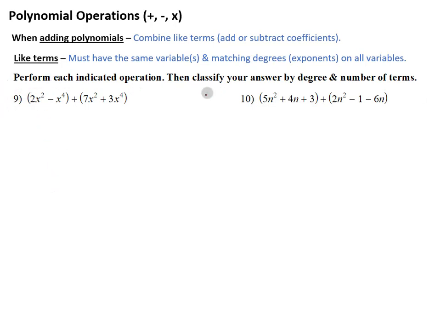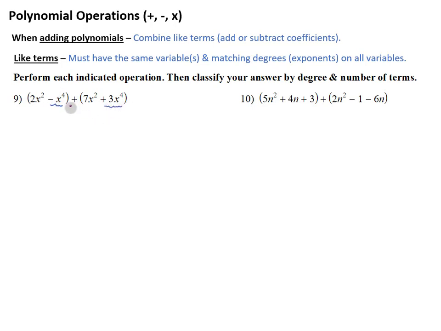It says perform each indicated operation, then classify or answer by degree and number of terms. Okay, and here these parentheses are really just to tell us this is one polynomial and that we are adding a second polynomial. Be careful, just don't assume when you see parentheses that we're multiplying here. We are given an operation, right, which is just to add. We're just adding these together. And because we want to put our highest degree term first, this is called standard form, where you put the highest exponent first. Let's go to combine those like terms first.